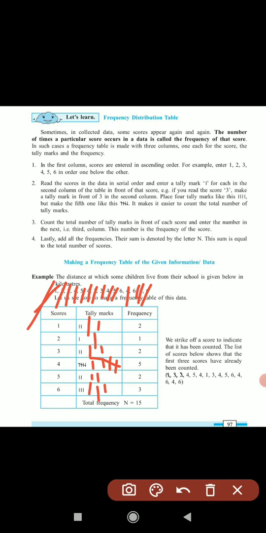Now the tally marks here: 1 has a frequency of 2, 2 has 1, 3 has 2, 4 has 5. See, for 5 you do it like this. Then 5 has 2, 6 has 3. So add these numbers and you will get the total frequency, n is equal to 15. Like this you have to solve practice set 55, children. That we will see.